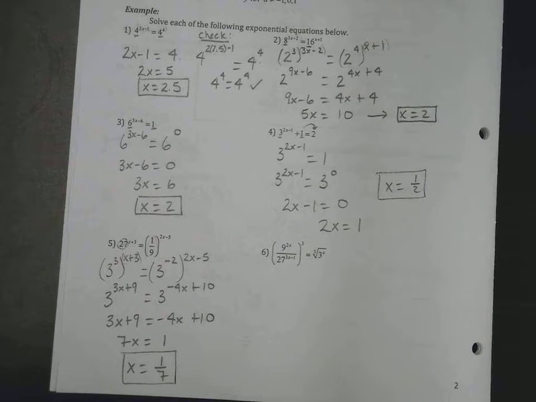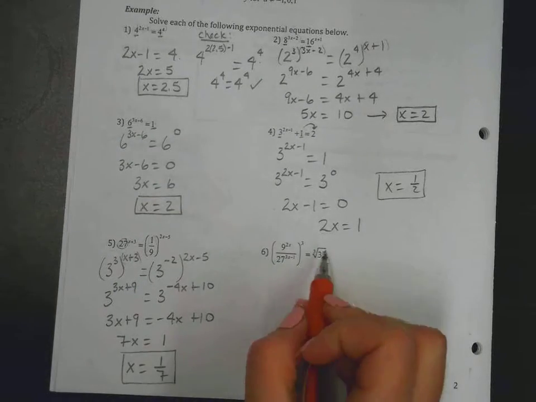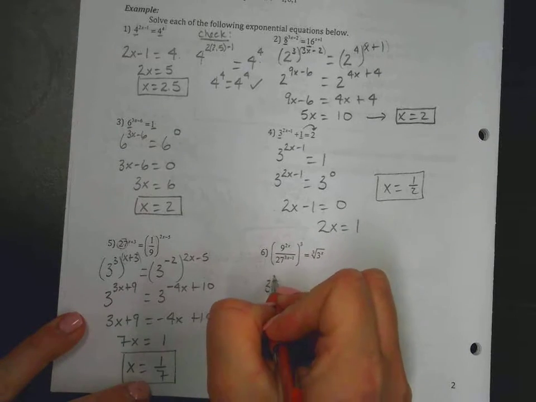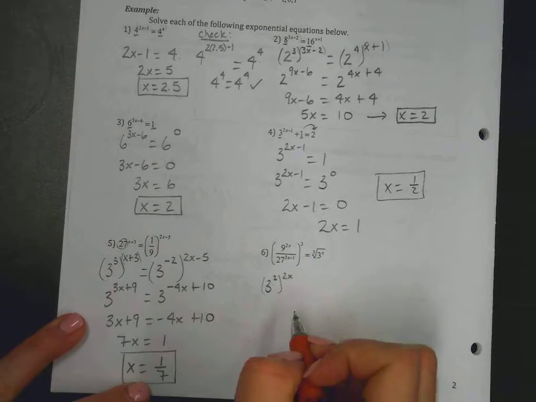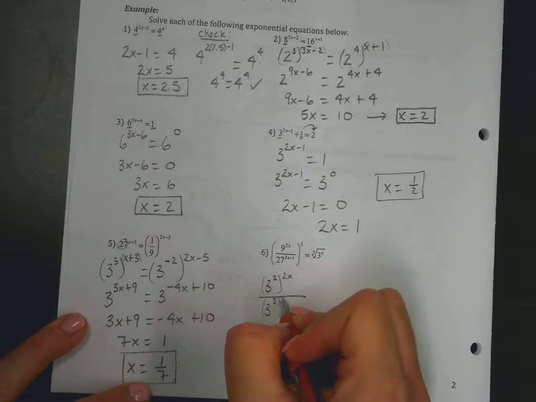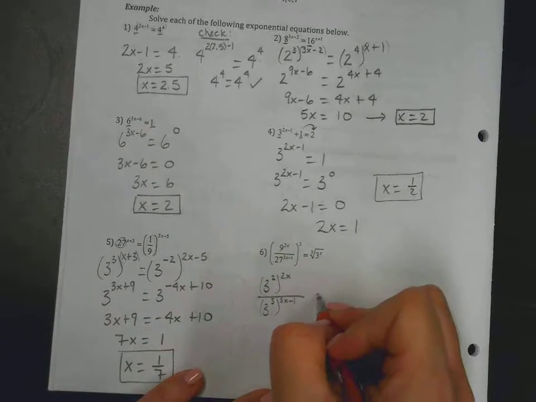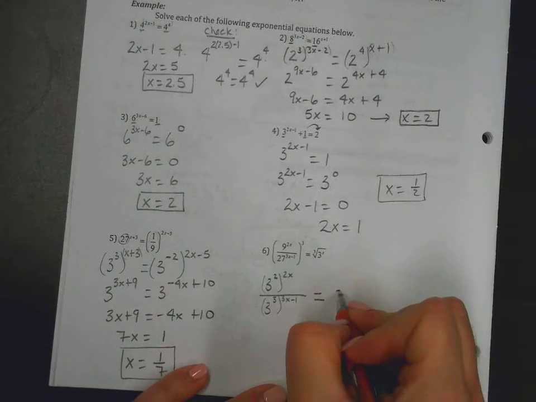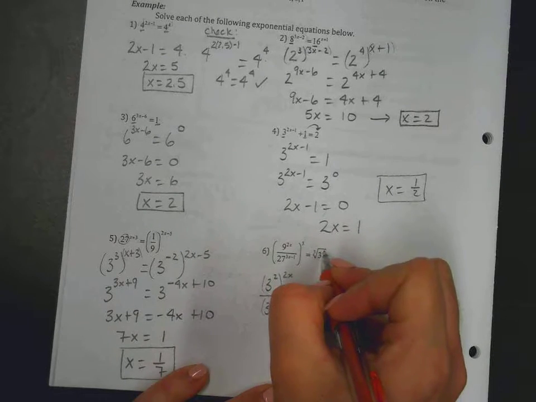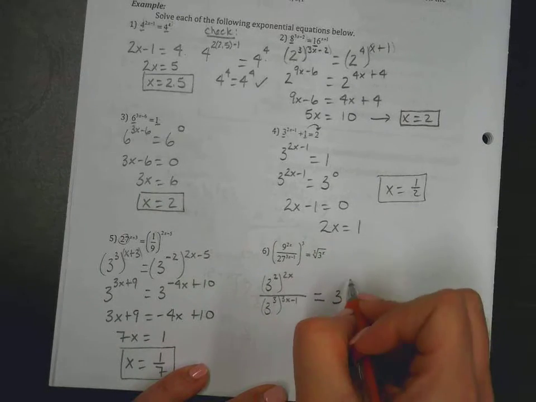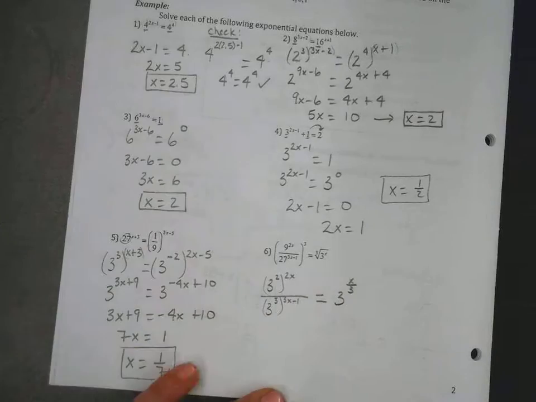Okay, the last one, definitely a little trickier. So what I want to do is, again, create a base of 3 here. So 9 would be 3 to the power of 2, to the higher power of 2x. In my denominator, 3 to the 3, to a higher power of 3x minus 1. On the right side, I'm given a radical here. So if I want to change this to a base of 3, the exponent is going to be a rational exponent. The denominator of my rational exponent is the index, and the exponent is the numerator. So it becomes 3 to the x over 3.